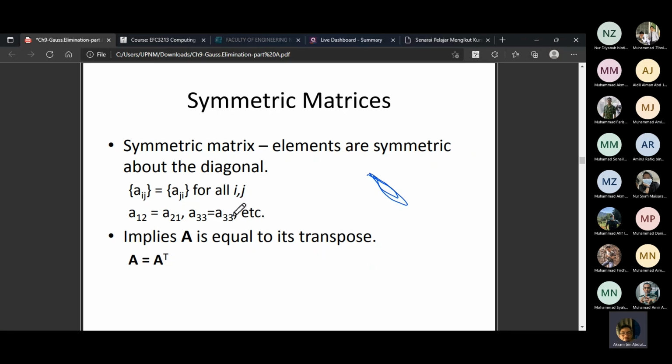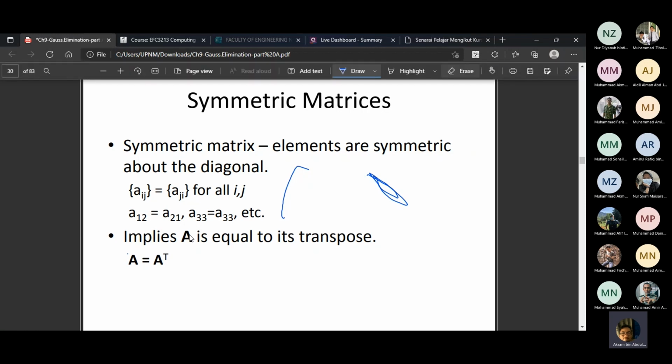Yang mana symmetric matrix ni dia macam cermin, yang mana Aij akan sama dengan Aji for all values of i and j. Yang bertentangan dia, contoh A12 dia akan sama dengan A21. Contoh dia macam ni lah, contoh matrix symmetric ni adalah sebegini, jap.